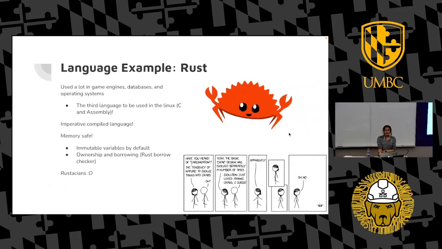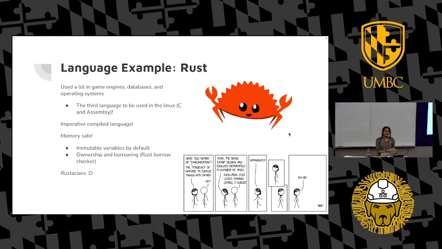An example of a compiled language is Rust. I refused to duplicate languages in this presentation. That's why there are so many, and that's why I was stressed. But yeah, Rust is used a lot in game engines, databases, and operating systems. And it's the third language to be added to the Linux kernel after C and assembly.